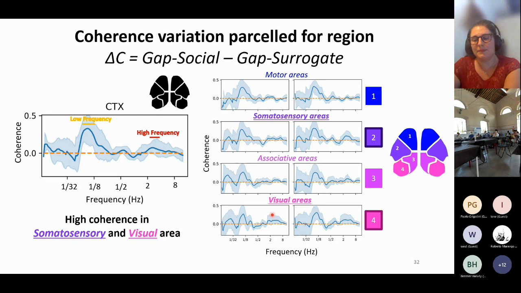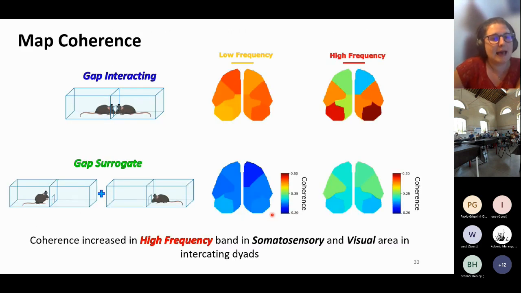This is more visible in the next slides, when we analyze the coherence map during these behavioral conditions, gap interacting and gap surrogate, only in these 2 frequency bands. We can see that the increase of coherence at high frequency band is present in visual and somatosensory areas.